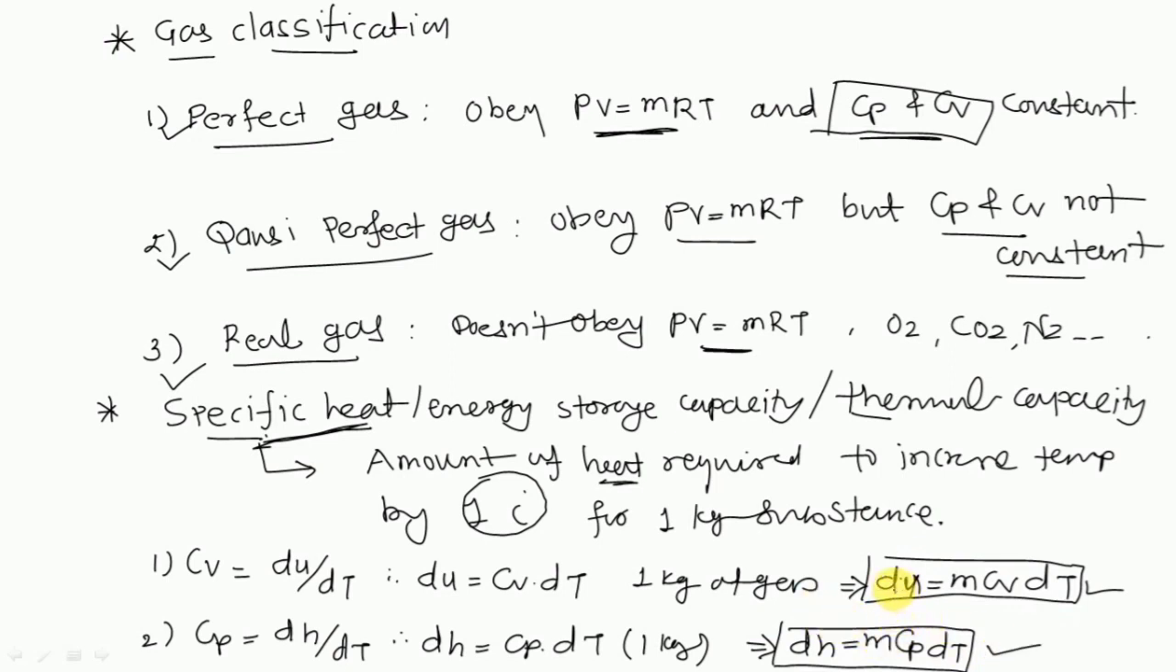So the part on gas classification and specific heat is over. Let's move on to the relation. Here we establish the relationship between Cp and Cv, because we may use this relation in examples.